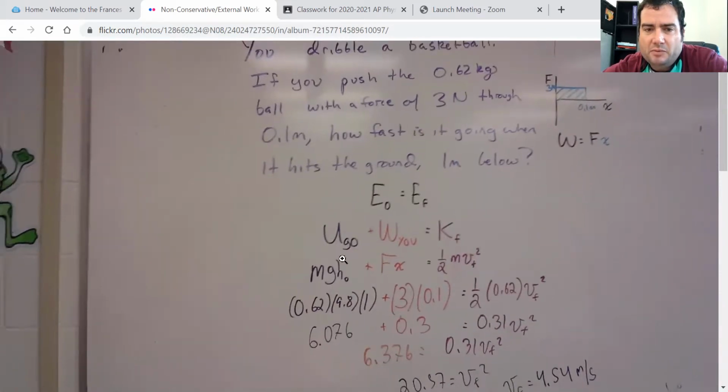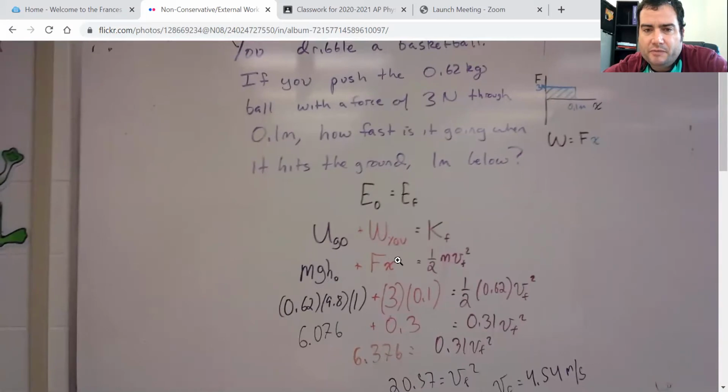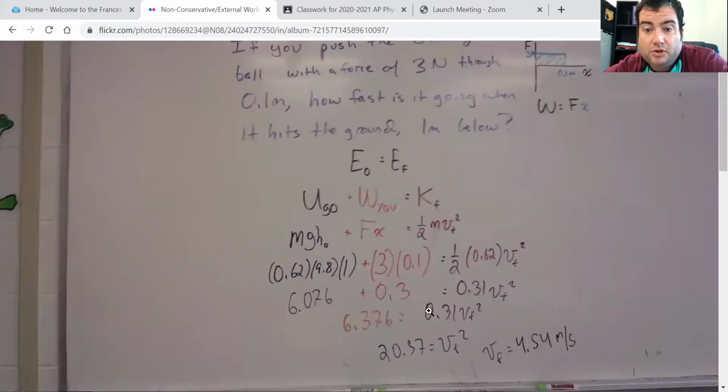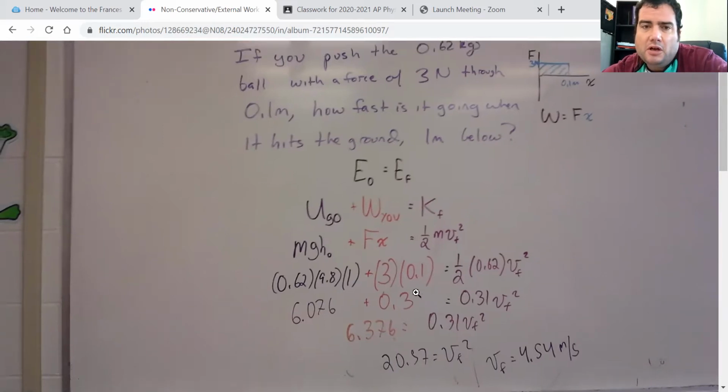So there's my equation for potential, and here's work done by U. The reason it's an X is the AP equation sheet usually says that work is Fx cosine theta. Plug in stuff and I get 4.54 meters per second. So that one, I hope, is a little bit straightforward.